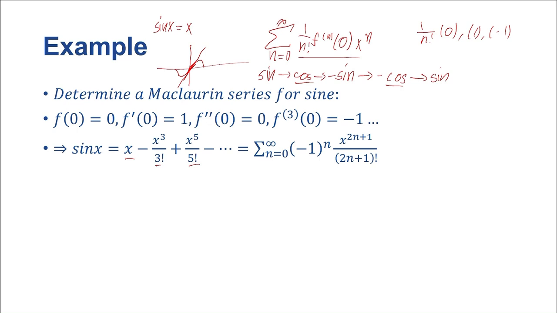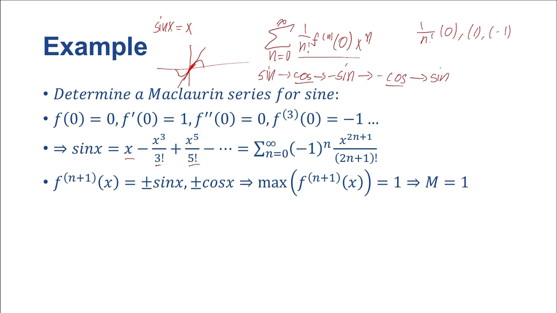To plug it into the remainder formula, we need to find that m value. To find the m value, we need to determine the maximum of any of our derivatives. Note that we're verifying the nth remainder. We're not verifying the second remainder or something like that. We're taking the full polynomial. We're verifying that it's usable for all x. So if we take the n plus 1 derivative of our function, then it's either going to be plus or minus sine of x or plus or minus cosine of x. And the maximum of any of these functions is going to be 1.